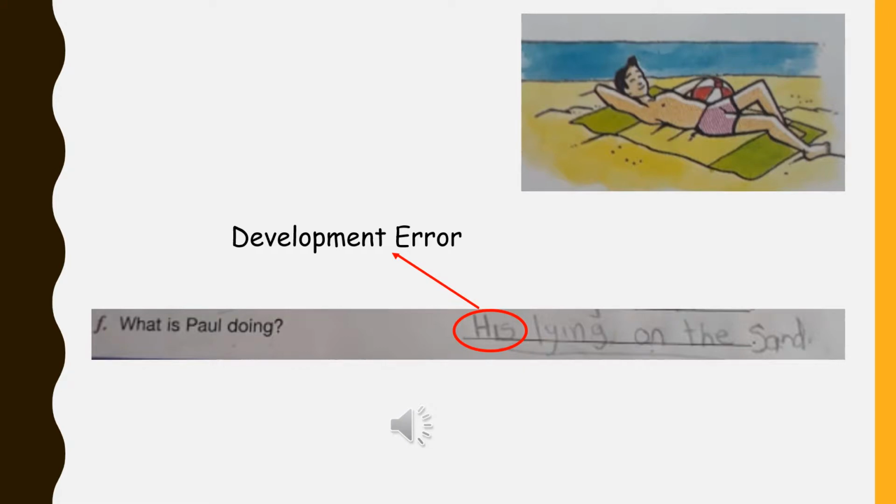In this sentence, we can look at development error, because I think that the student was trying to write something like the pronoun he and the verb is, but he was confused because we used to hear it as an only sound. And in the development of his second language, that was a confusion, but it doesn't come from his first language.